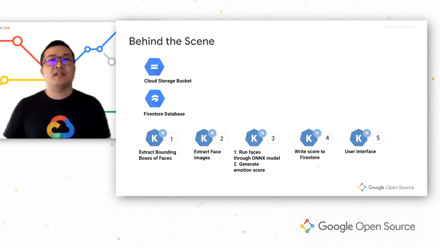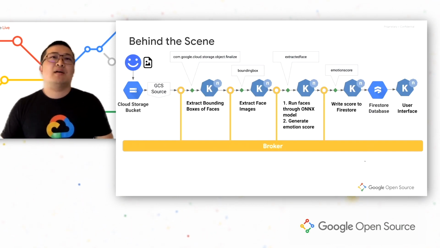And the fourth service is responsible for writing the score to the Firestore database. And the fifth service is for the UI, which reads the results from the database. Now let's look at how these components are connected together.